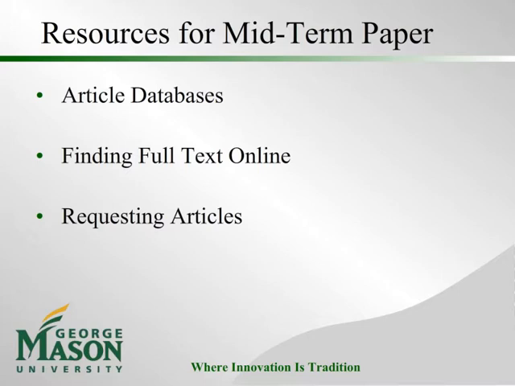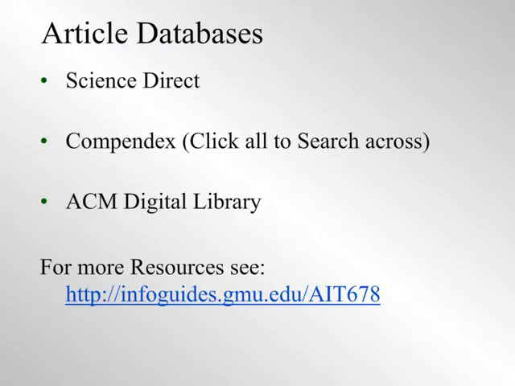Now let's discuss the best resources to use to conduct your research for your midterm paper, which asks you to assess the implications and potential impact of one of the national security challenges covered thus far in the course, and to provide one or more feasible technological solutions to the challenge. The main resources we will focus on for this paper are article databases and journals. In this section, we will learn how to search for articles, find full text and request articles if the full text is not available online.